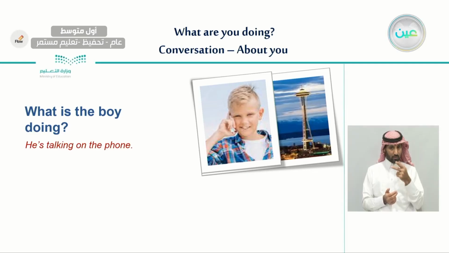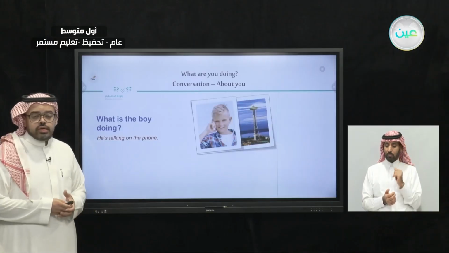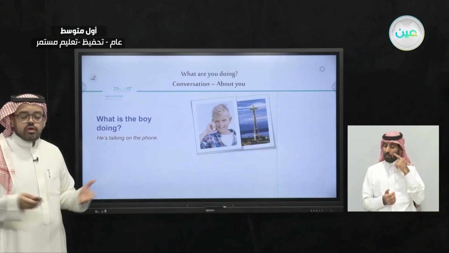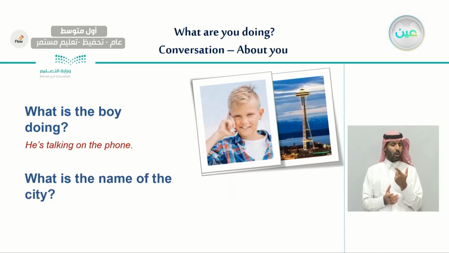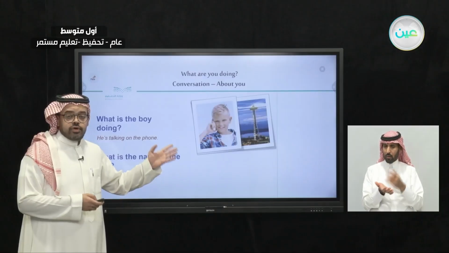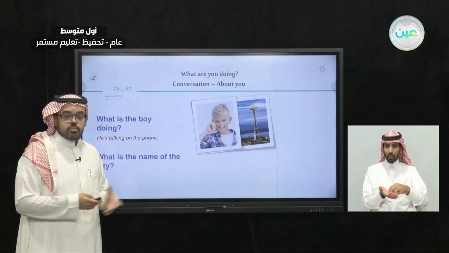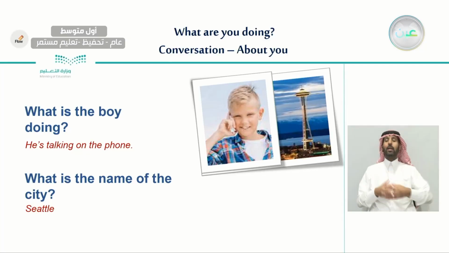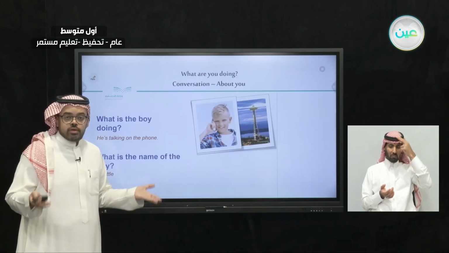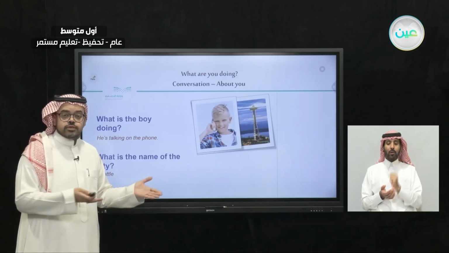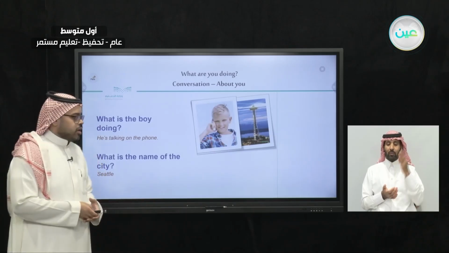As we can see here, he is holding a phone in his hand close to his ear, and he seems to be calling someone. And what about the next picture? What is the name of the city? This is a very famous city in America. It's called Seattle. Like we have very famous cities all around the world. For example, in Saudi Arabia, some of the famous cities are Riyadh, Jeddah, and Dammam as well.